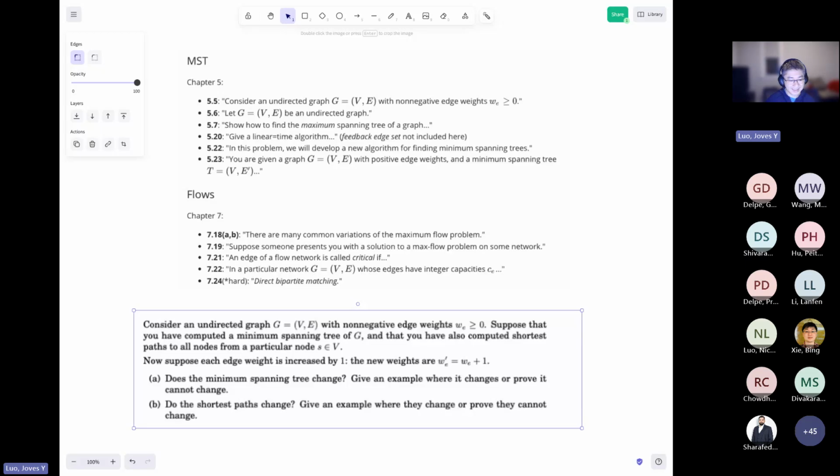So the question is, does the minimum spanning tree change? Give an example where it changes or prove it cannot change. And then the second question is, do the shortest paths change? Give an example where they change or prove they cannot. So the answer to the first part, anybody want to guess? Whether the MST will change after we add 1 to every single edge. We have one no. We have one yes.